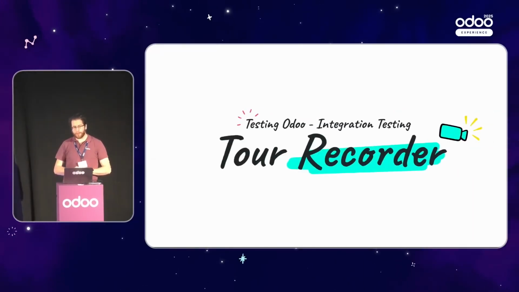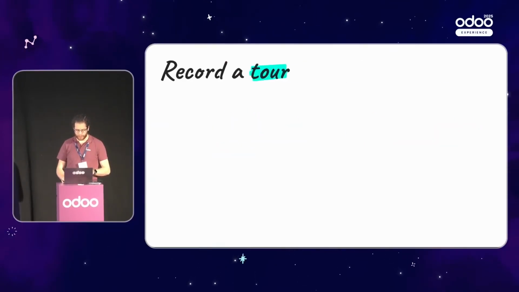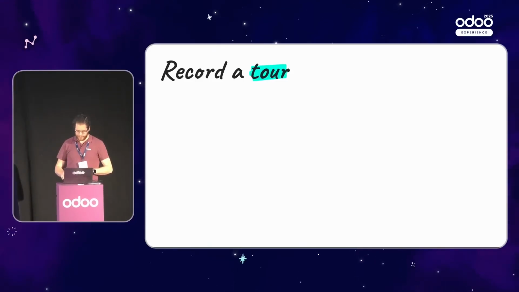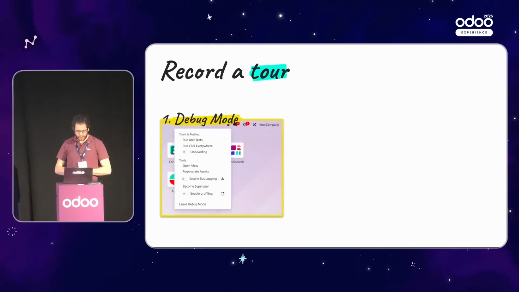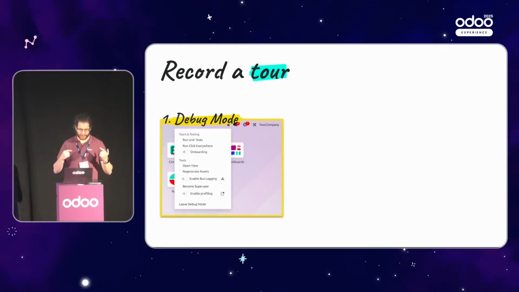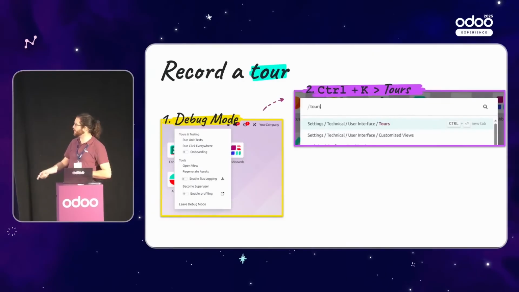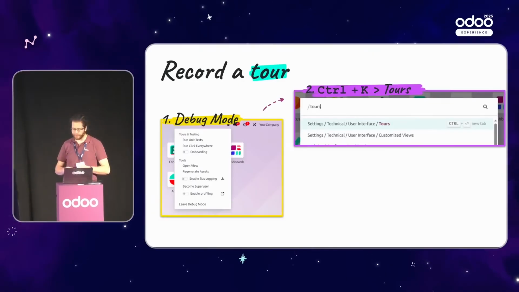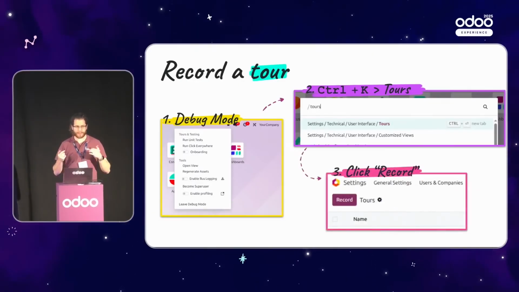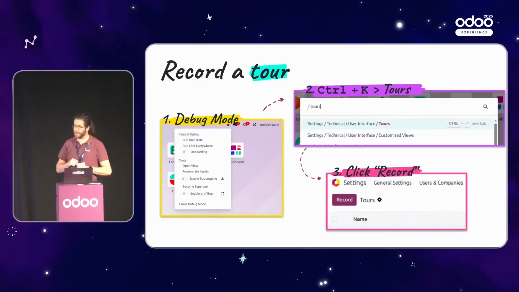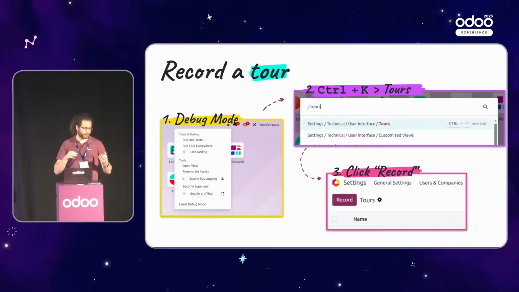Now, there is the tour recorder that was introduced in 18 and is a bit hidden, so I thought it was a good idea to remind you that it exists. And where it is hidden in the first place is in debug mode. First, you have to access it in debug. You have to go to the tours list, which can be accessed through /tours. It's the first result. And then in the list of tours, you have a small button on the left side, which is record.